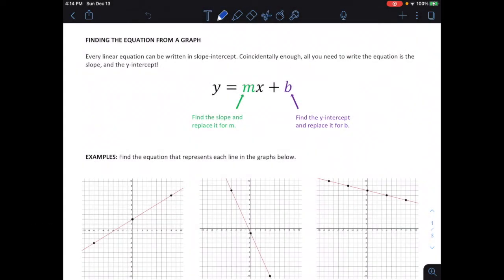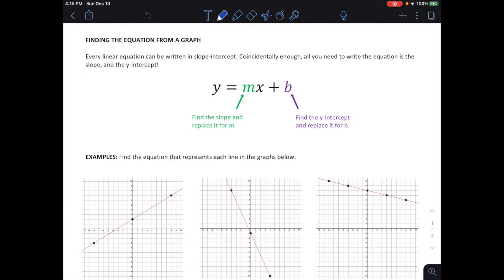Welcome back, everyone. So in this assignment, we are simply going to find the equation of a line if we are given a graph. All the equations that we're going to be working with are linear equations. So they are all of the form y equals mx plus b, where m is the slope and b is the y-intercept. And the x and y can be a variety of numbers, so we just leave them as x and y.